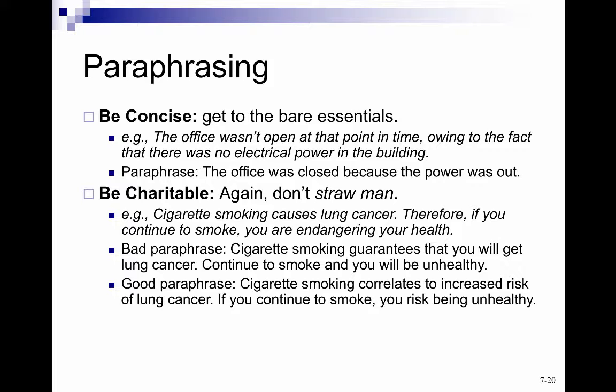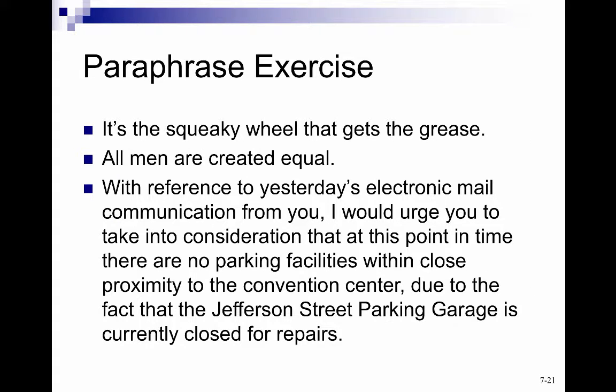"Cigarette smoking causes lung cancer. Therefore, if you continue to smoke, you are endangering your health." The first paraphrase of this, "cigarette smoking guarantees that you will get lung cancer, continue to smoke and you will be unhealthy," uses some words that signify absolutes like guarantees and will be. The second paraphrase is better because it assumes that the arguer understands that these things are not absolute, that the risk is higher for someone's health to be affected by smoking, not that they will become ill, but that they certainly could become ill. So let's see if we can paraphrase these passages.